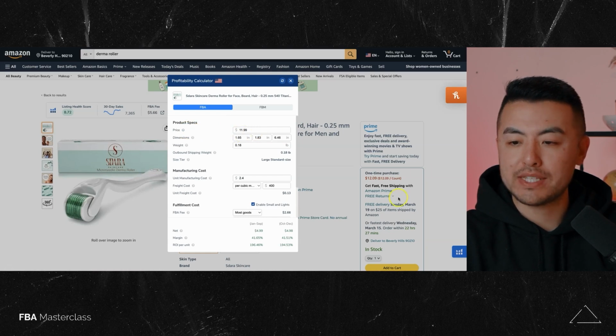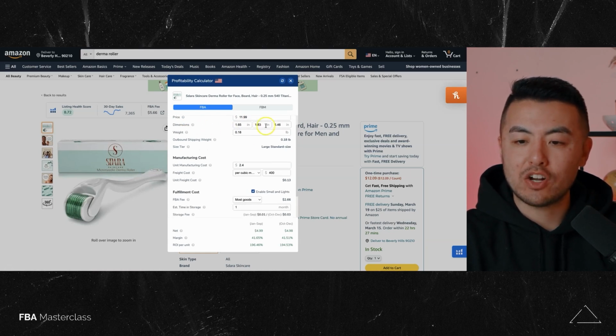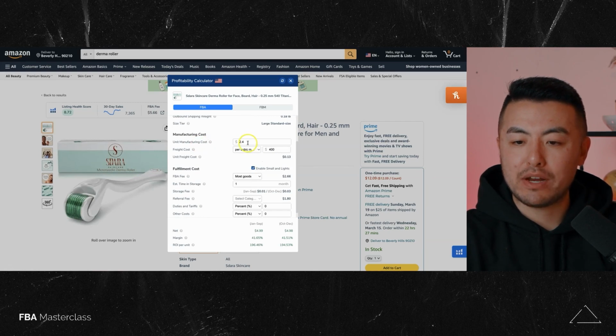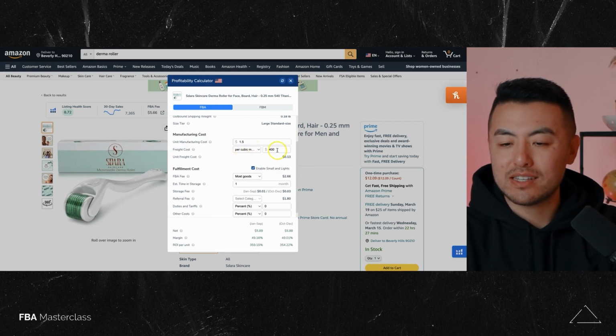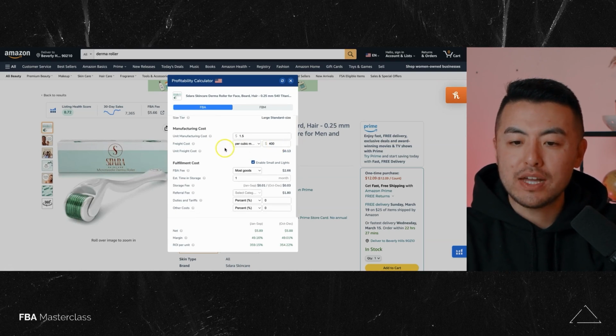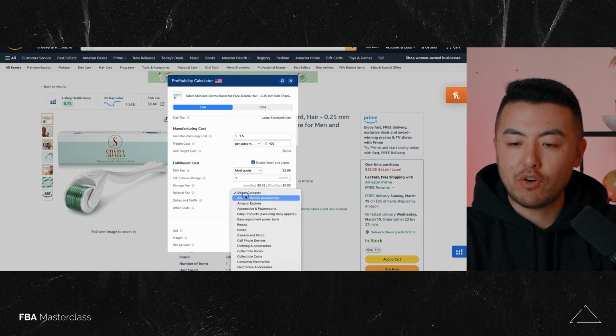So right now, it's selling for $11.99. Here's the dimensions, here's the box, here's the weight, and here's the manufacturing cost. Let's say this is like $1.50. Freight, this is very standard. And FBA fees. So FBA fees is most goods. Time in storage, 1 month. Referral fee, this is under beauty.